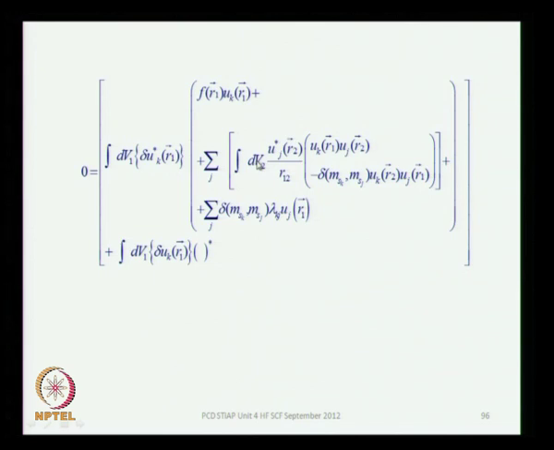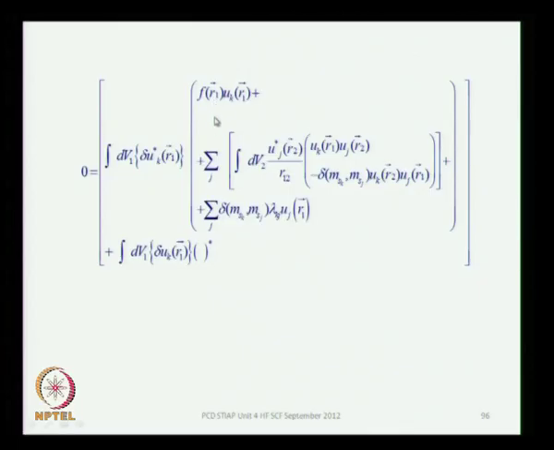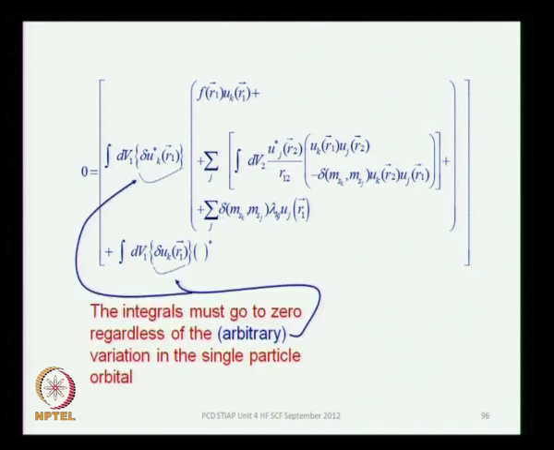Once that integration is carried out, you are left only with a function of R1, and you have a similar exercise over here, that you operate on UK(R1) by this one electron operator, and then you are left with some function of R1. So, essentially you are integrating an integrand which is written as a product of two factors, one of which is an arbitrary variation in delta U, which means that the other factor must vanish.